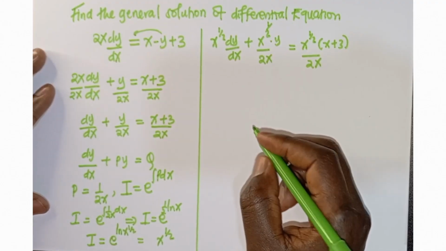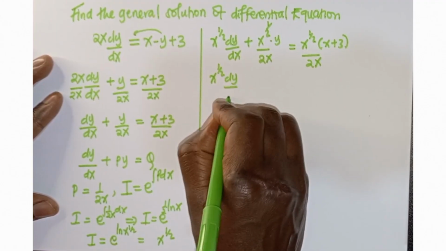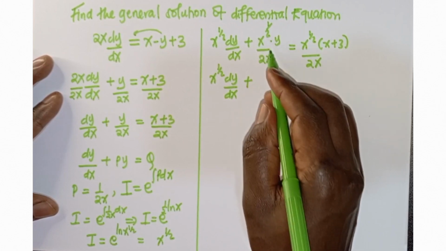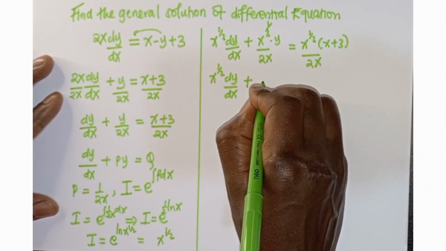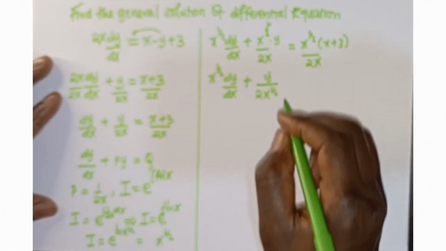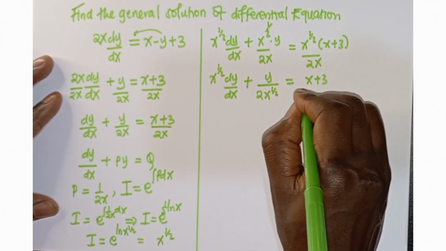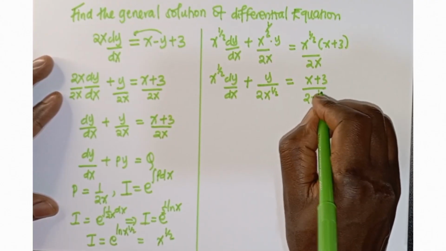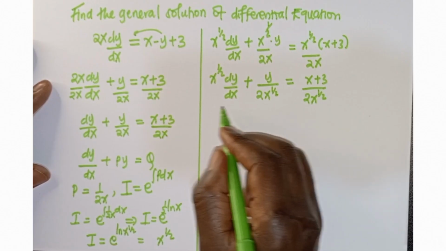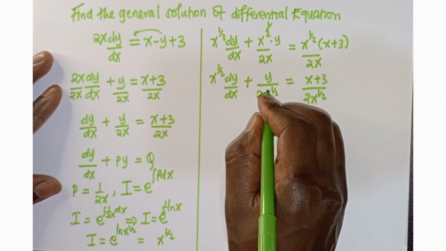Okay, so now to simplify this, we shall have x to power half dy by dx plus, when we simplify this, we shall end up having y out of 2x to power half is equal to, when we simplify this, x plus 3 out of 2x to power half. Now this is linear. This is an exact DE. So exact, we can take it.